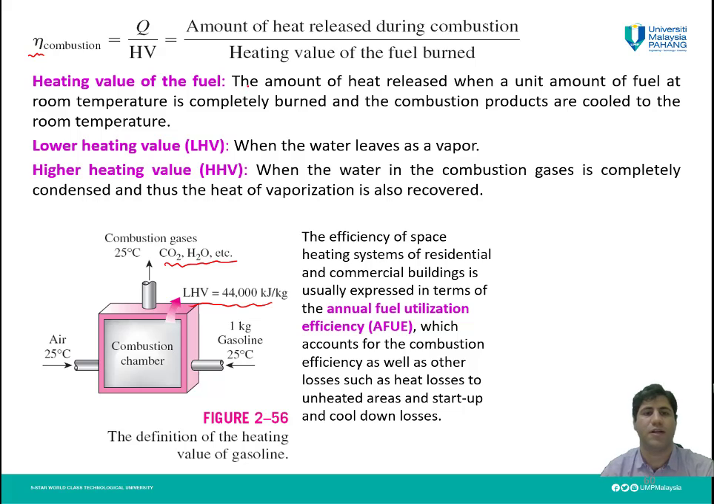However, we have here a more specific definition for the heating value of the fuel. It is the amount of heat released when a unit amount of fuel at room temperature is completely burned and the combustion products are cooled to room temperature. This is the definition of heating value of the fuel, and this is the maximum energy which we can get from the fuel. Its unit, as you can see here, is kilojoule per kilogram: how much energy we can get from a unit of mass of that fuel, which is a kilogram.